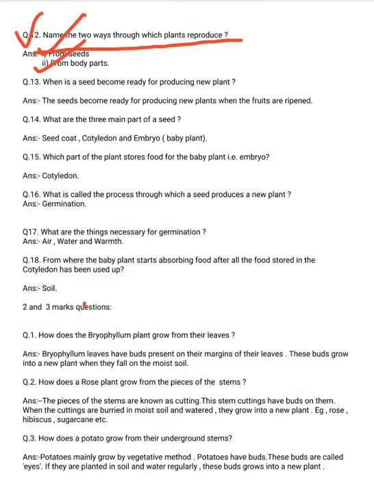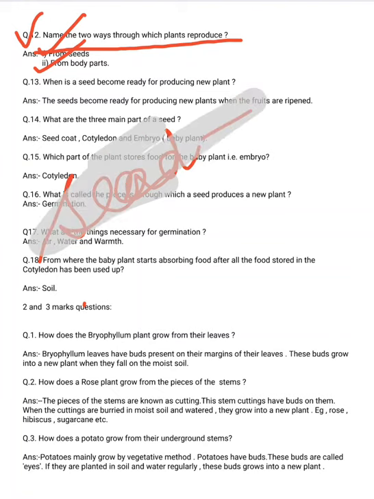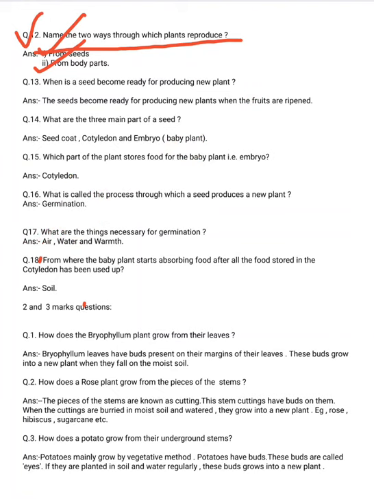So to grow from seeds, germination must happen. And from body parts, like stem cutting, buds, underground stem, roots, plants can reproduce. So the two ways in which plants reproduce are from seeds and from body parts, right.